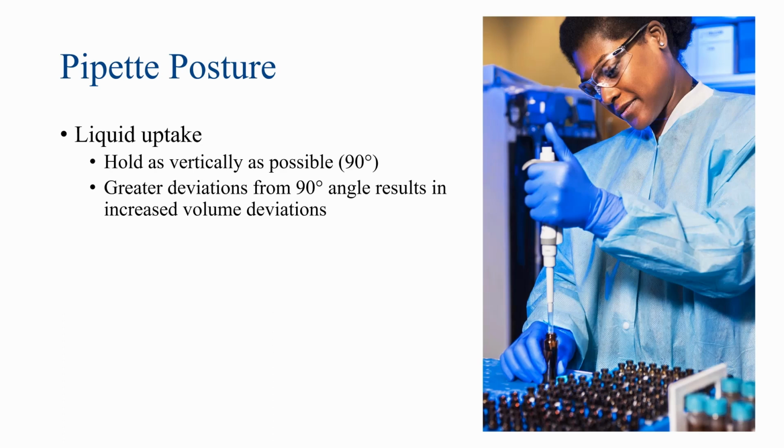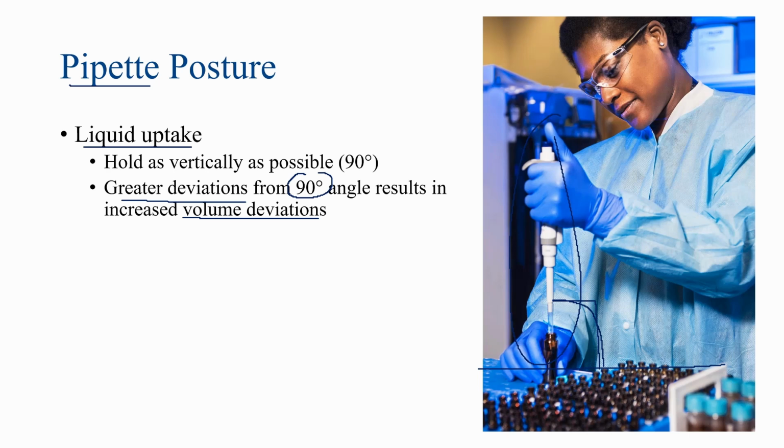And the first thing is the posture by which you hold the pipette relative to the ground. So when you're engaging in liquid uptake, you want to hold the pipette as vertically as possible in relation to the ground. And you want to hold it ideally at a 90-degree angle. So ideally, this would be a 90-degree angle. And you should understand that greater deviations from the 90-degree angle result in increased volume deviations from the accurate volume that you wish to uptake.